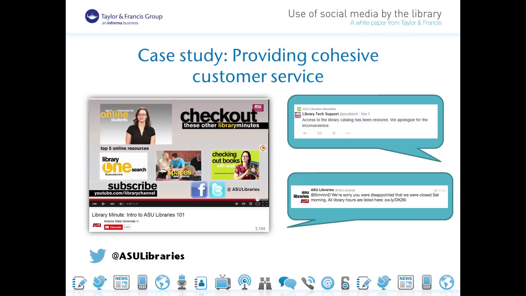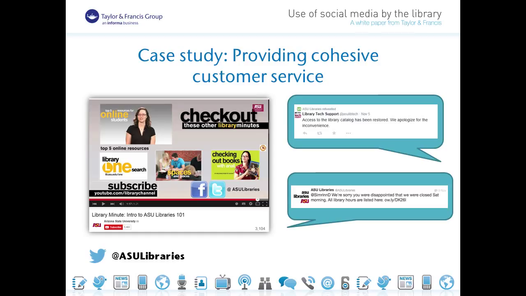One very good example of an integrated social media strategy to ensure an excellent level of customer service is Arizona State University's varied online presence. They've taken the dual approach of supporting their very active Twitter feed with supplementary guidance, in this case via YouTube. They regularly post videos to the ASU YouTube channel, which are packaged as library minutes.